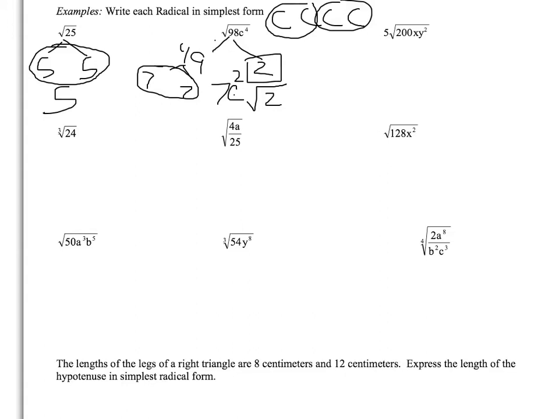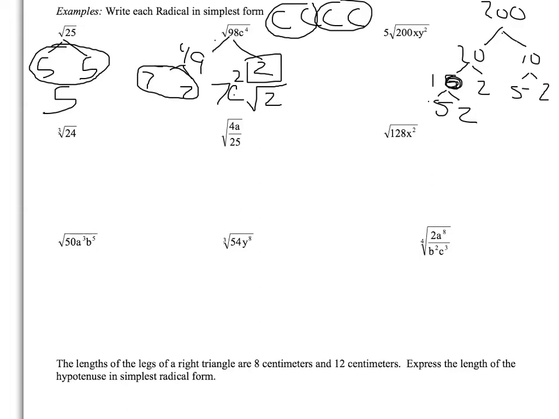For the next one, 5 radical 200xy squared. We need to break 200 down. 200 breaks down to 20 and 10. 10 breaks down to 5 and 2. 20 breaks down to 10 and 2. 10 will break down to 5 and 2.